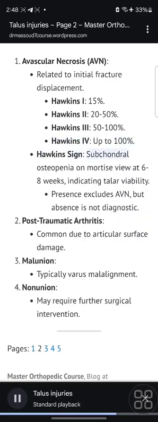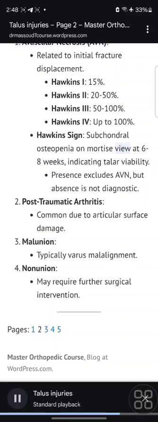Hawkins sign. Subchondral osteopenia on mortise view at 6 to 8 weeks, indicating talar viability. Presence excludes AVN, but absence is not diagnostic.